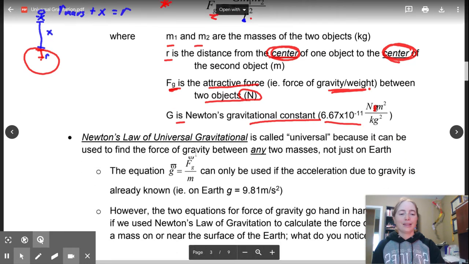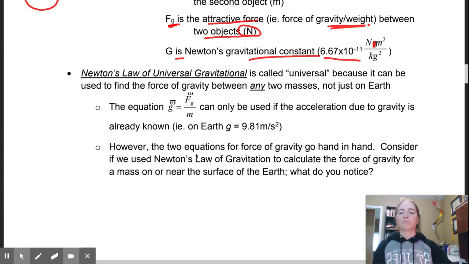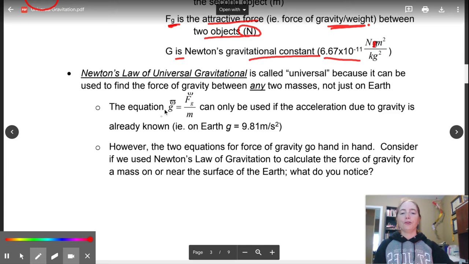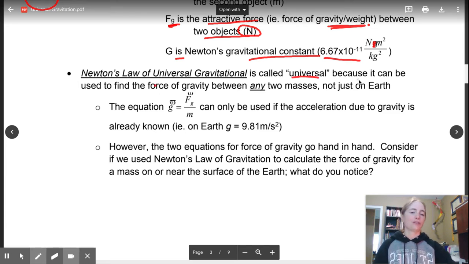So, ladies and gentlemen, Newton's law of universal gravitation, it's called universal because you can use it to find the force of gravity or attractive force between any two masses. So not just on Earth, you can go anywhere. You can just, as I said, calculate the force of gravity between my stylus and my calculator, right?